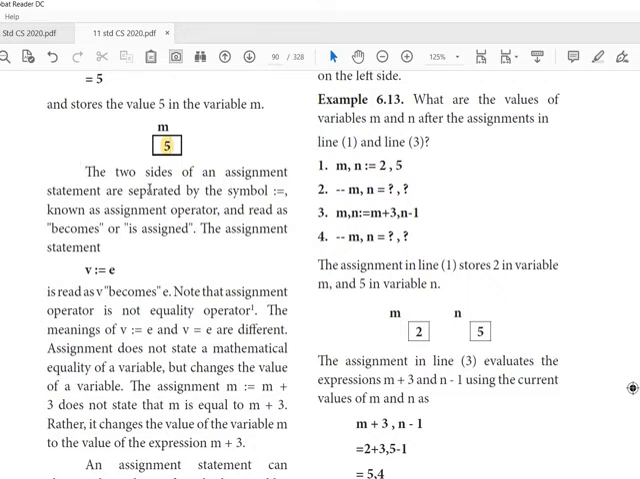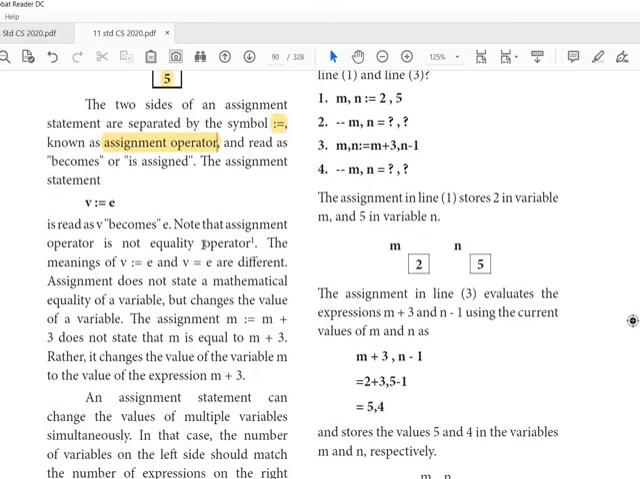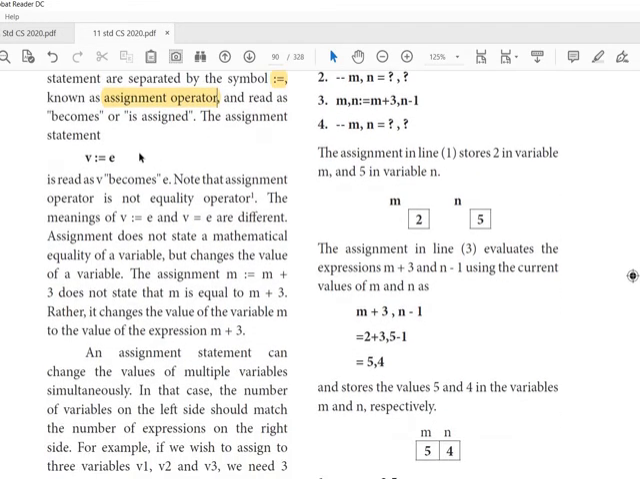The two sides of the assignment statement are separated by the symbol colon equal, which is known as the assignment operator. Note that the assignment operator is not an equality operator. So it is again a 2-mark question. What is the equality operator? There is a difference between colon equal and equal.